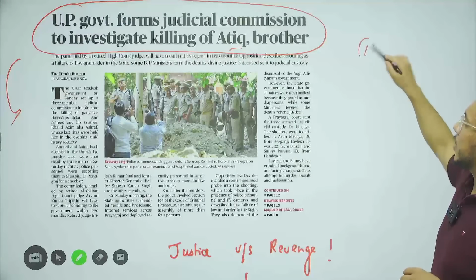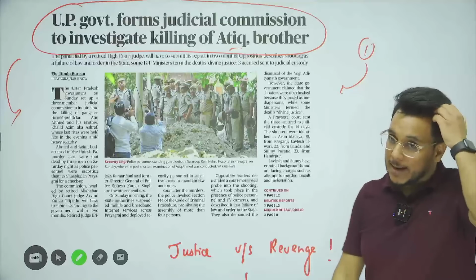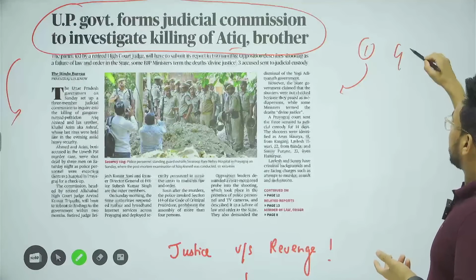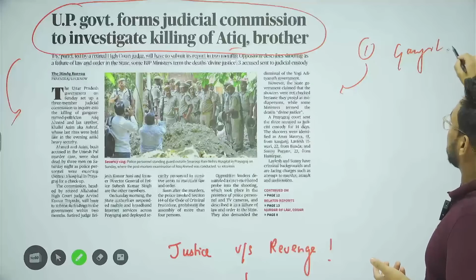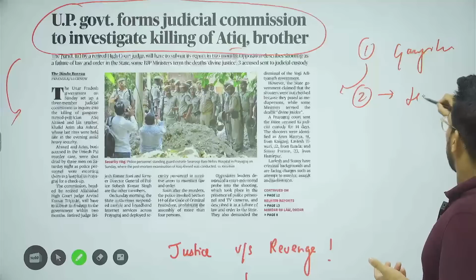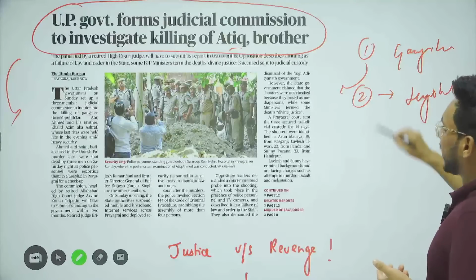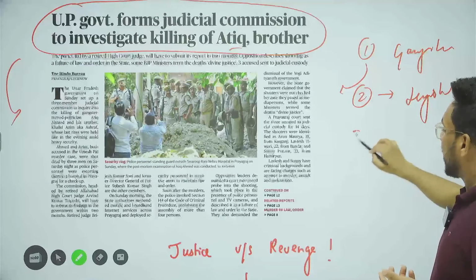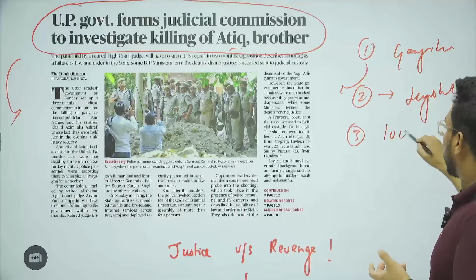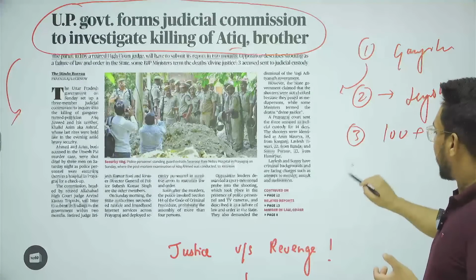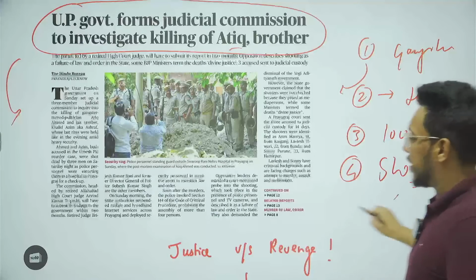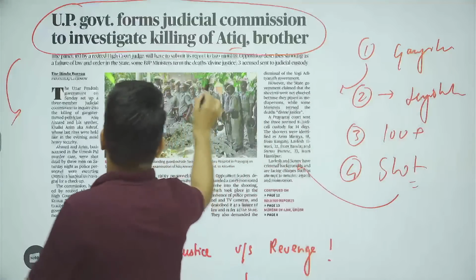Now understand this particular thing, that when we talk about Atiq Ahmad, he was a dreaded gangster. Also, he was a legislator from UP. More than 100 criminal cases were filed on him. And now what has happened, he has been shot dead. He has been shot dead while he was in police custody.